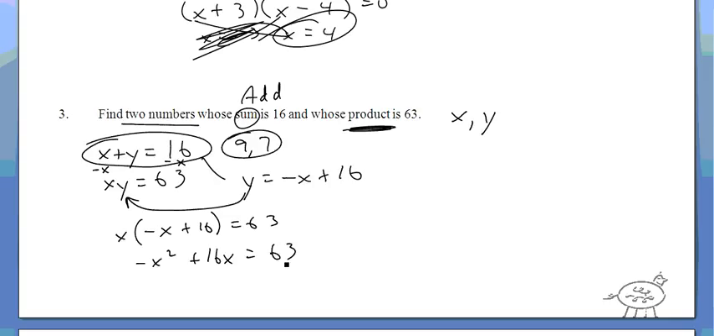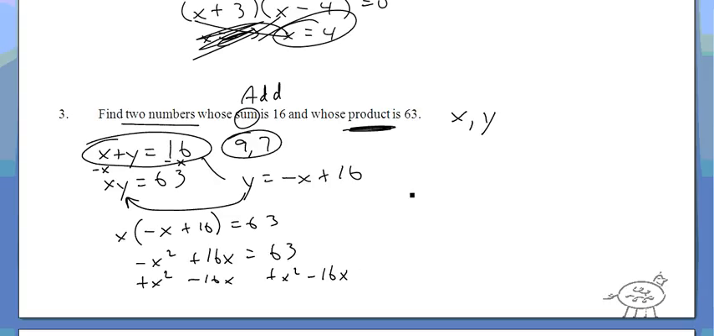Okay, and now this is my recommendation. I pointed to myself, though you couldn't see me. Okay, but my recommendation is, instead of moving the 63 over, because you wind up with a negative x squared, you got to factor out a negative 1. Let's keep that positive. So I'm going to add x squared and subtract 16x from both sides.